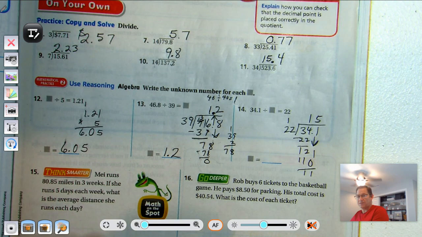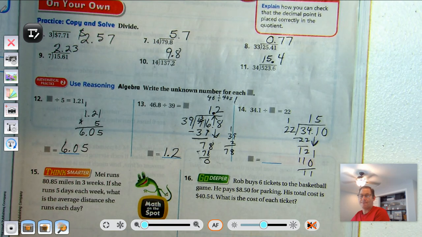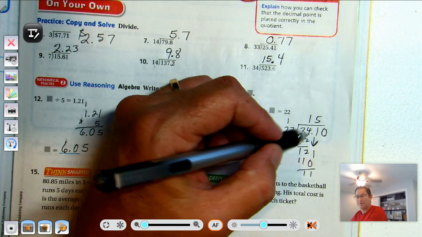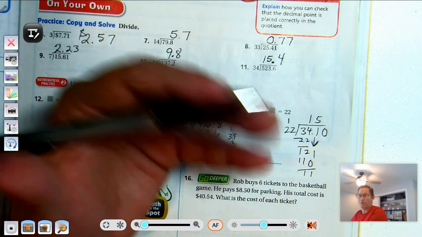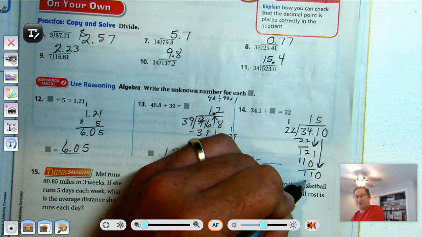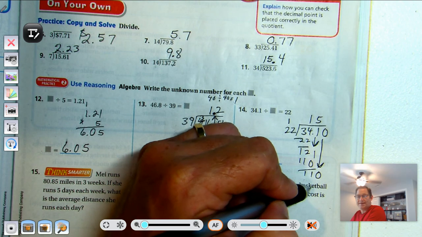Now, we haven't talked about this, but if I add a 0 after that, it doesn't change the value of 34 and 1 tenth. 34 and 10 hundredths is the same as 34 and 1 tenth. So I can put a 0 there because I didn't have a remainder of 0 yet. Okay, so I'm going to add a 0 and bring that down.